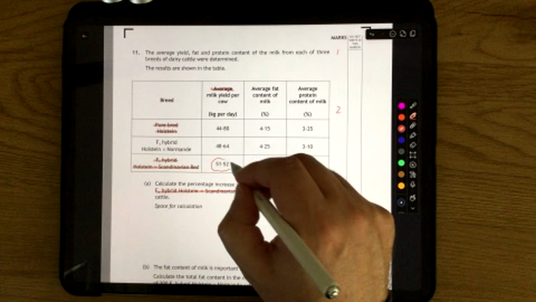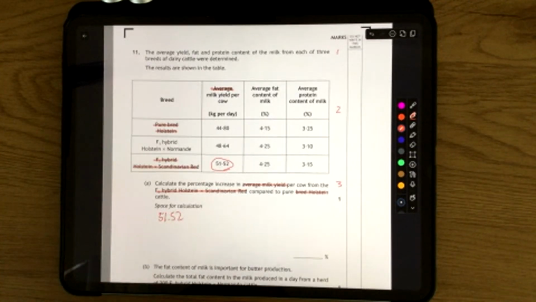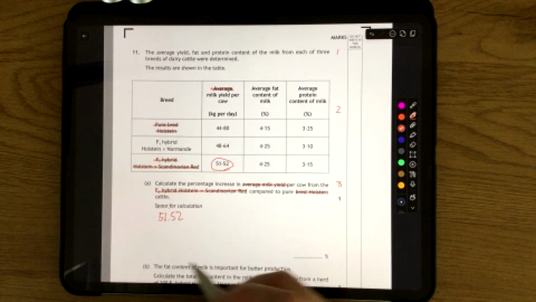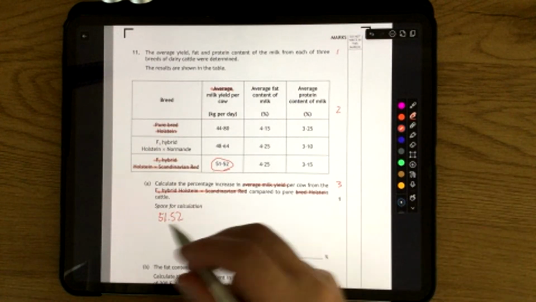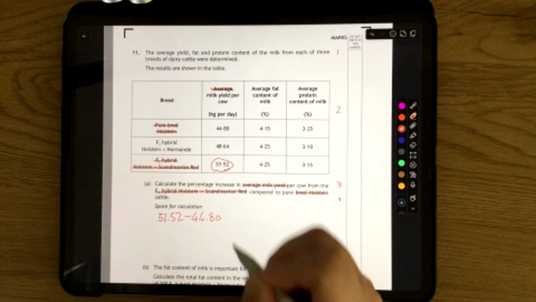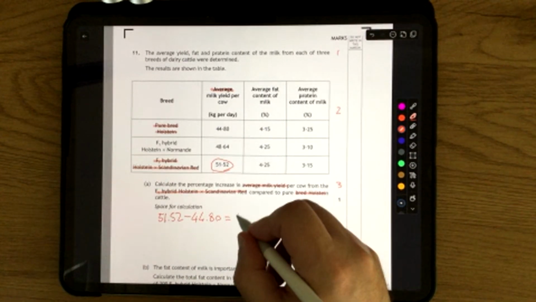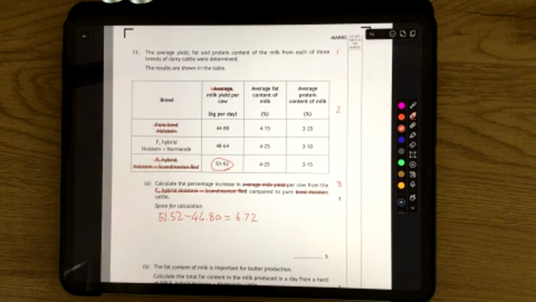So beginning with the F1 hybrid Holstein, I'm just going to take my pen, and you'll see that here we've got 51.52. And for the other one, it's 44.80, and we're going to work out the difference between those two values. So it's going to be 51.52 minus 44.80, and that is going to give us a result of 6.72. So the next thing we need to do is, because it's an increase, we're going to take that difference and divide it by the base, which is going to be the lower of the values.